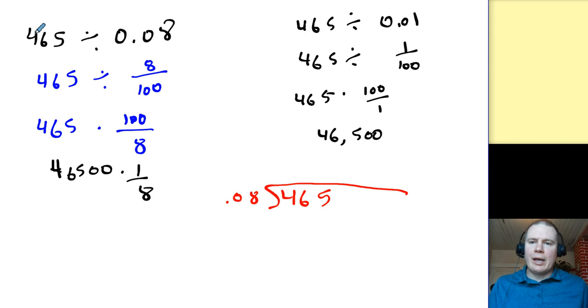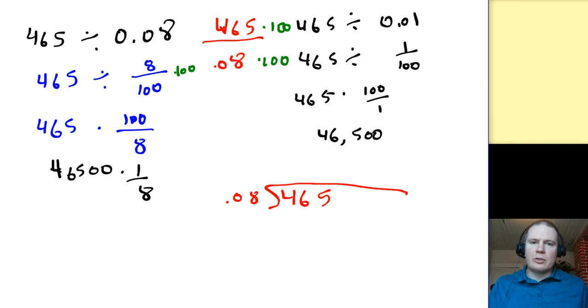So we can actually write this as a fraction a slightly different way. 465 divided by 0.08. And then we saw this times 100. Let me go ahead and multiply by 100. 100 hundredths here, right? This is really 8 hundredths. If we multiply that by 100, that's going to cancel.